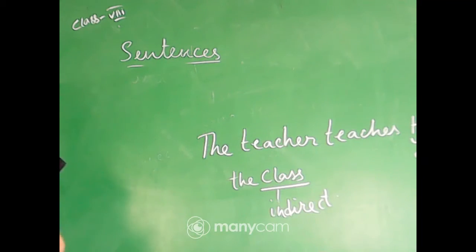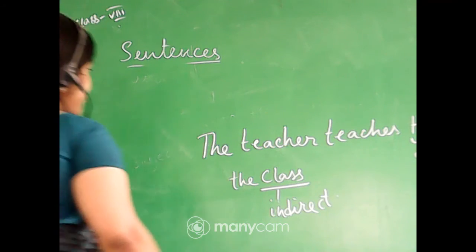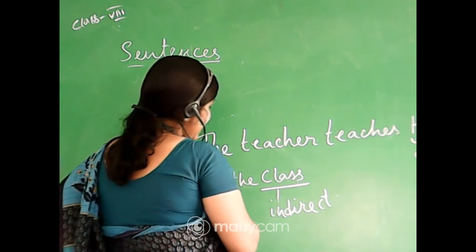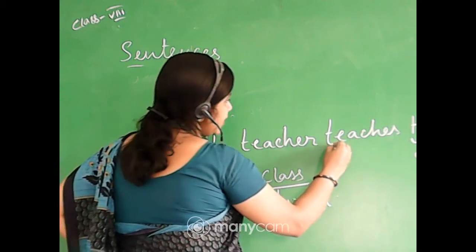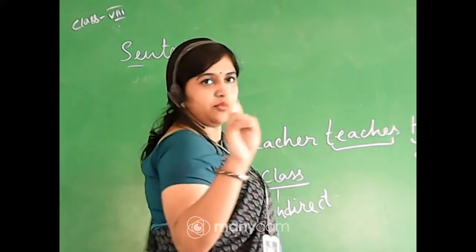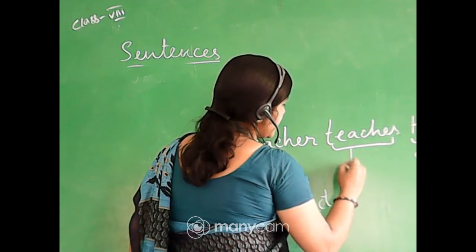So the object which is directly linked to the action of the verb is called the direct object, and the object which is linked indirectly to the action of the verb is called the indirect object. Now this kind of verbs which has two objects are called ditransitive verbs.